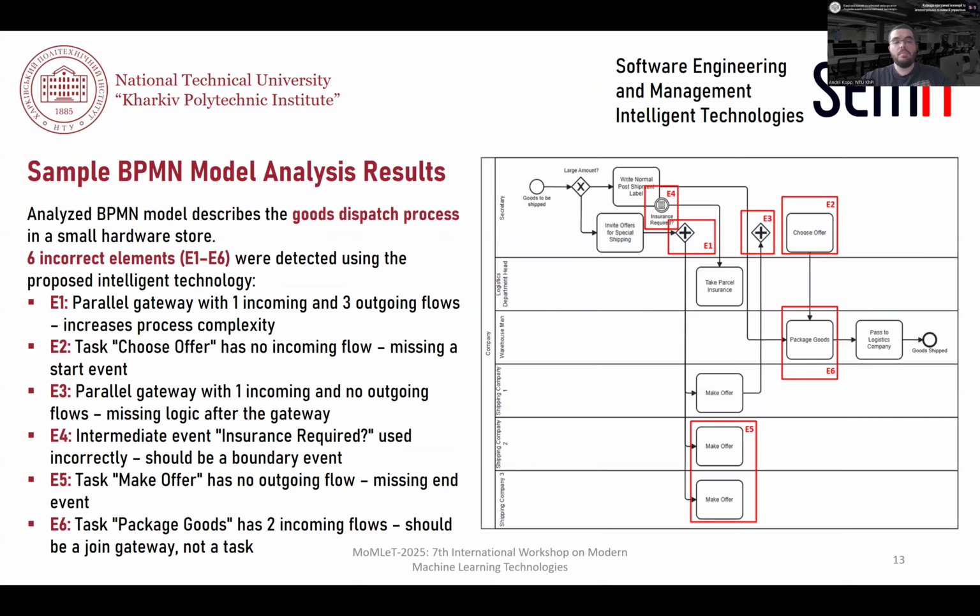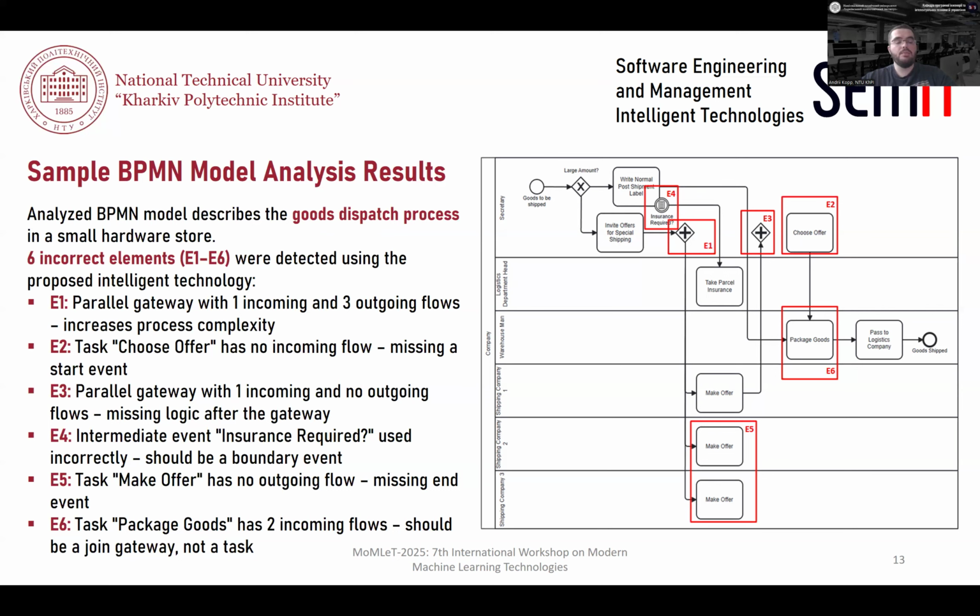We have used a sample BPMN model to demonstrate the analysis results. We analyzed a model that describes the goods dispatch business process in a small hardware store. 6 incorrect elements were detected using the proposed intelligent technology. First, marked as E1, states that a parallel gateway with 1 incoming and 3 outgoing flows was detected, which increases process complexity. E2 says that the task named choose offer has no incoming flows and it's the missing start event. E3 says that a parallel gateway with 1 incoming and no outgoing flows is present, which lacks the logic after the gateway.